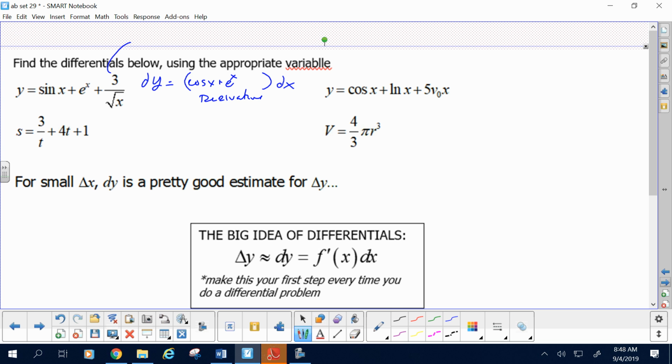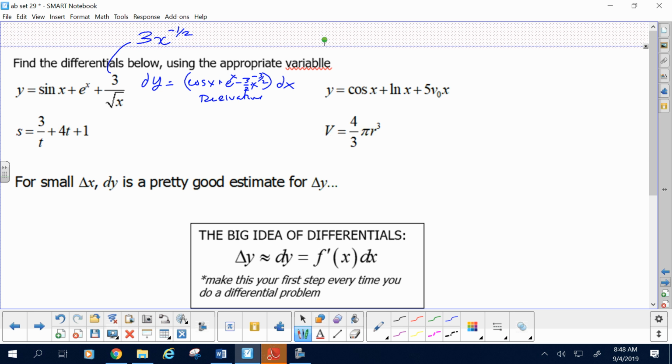This might have helped to write it as a power before taking the derivative. Well, this is 3x to what power? 3x to the negative 1/2. So the derivative is negative, so this comes down, so negative 3/2 x to the, drop it by 1, does that make it positive 1/2 or negative 3/2? Negative 3/2. You with me? Okay, let's go to the next one.